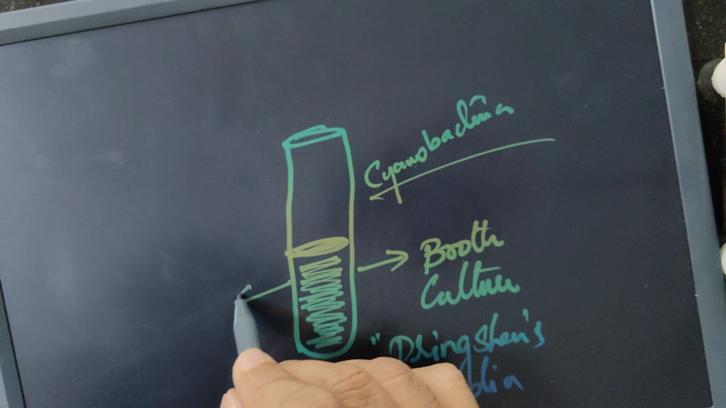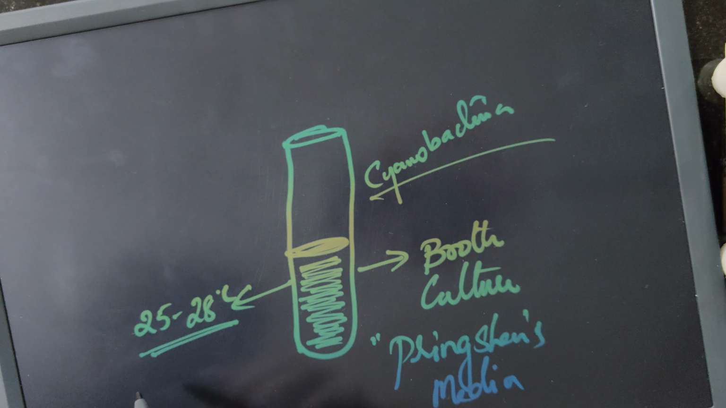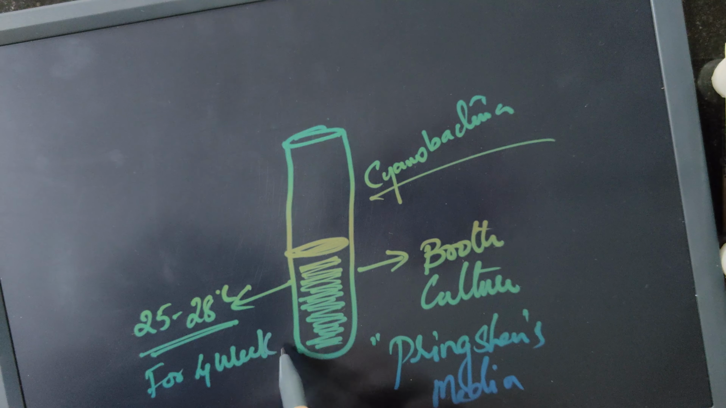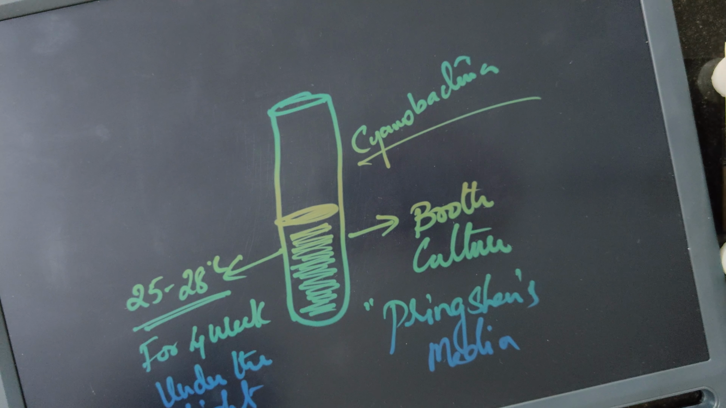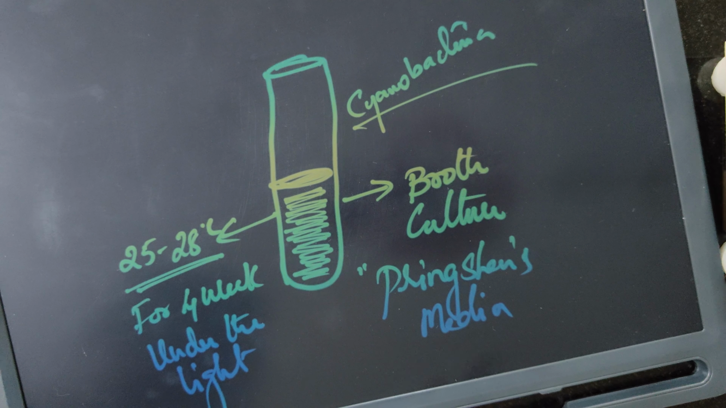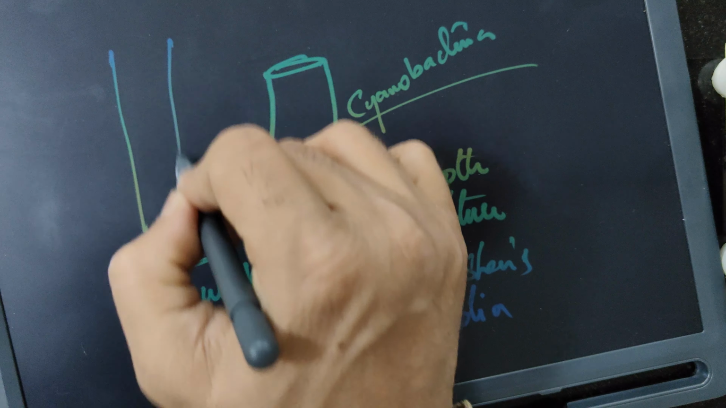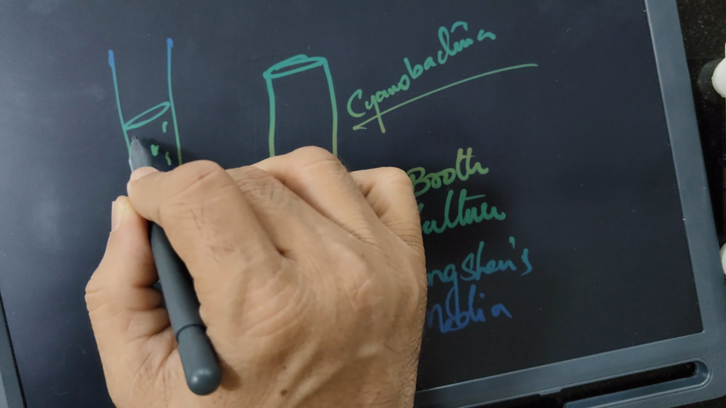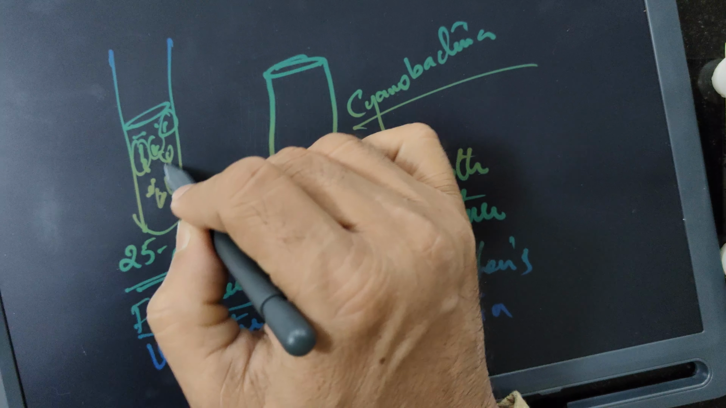After this, it is incubated between 25 to 28 degrees Celsius for 4 weeks under the light. So after 4 weeks under the light, you will see thread-like structures growing inside this media, and these are nothing but cyanobacteria.